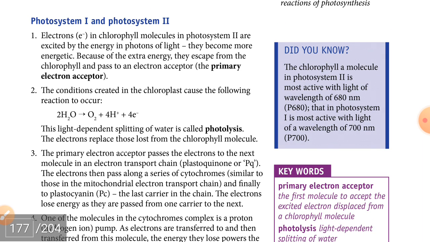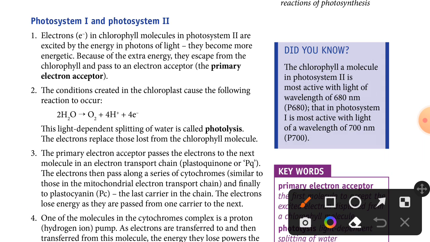So photosystem 1 and photosystem 2 keessatti maaltu hojjetama? One: Electrons in chlorophyll molecules in photosystem 2 are excited by the energy in photons of light. They become more energetic. Gaafa excited ta'an energy guddaa fudhatu electrononni chlorophyll molecules keessa jiran. Because of the extra energy, sababa energy itti dabalameef they escape from the chlorophyll and pass to an electron acceptor. The primary electron acceptor itti ni darbu jechuudha.